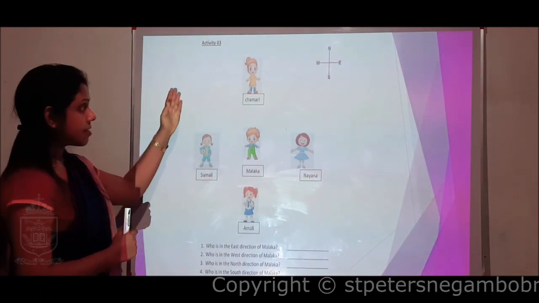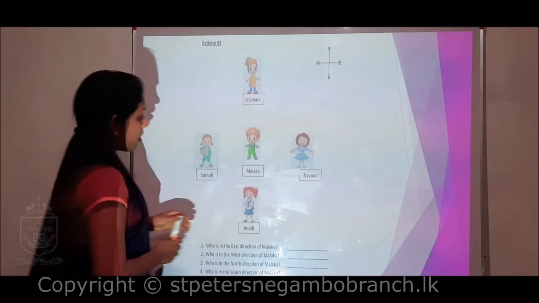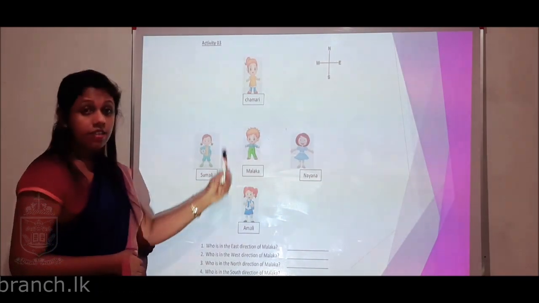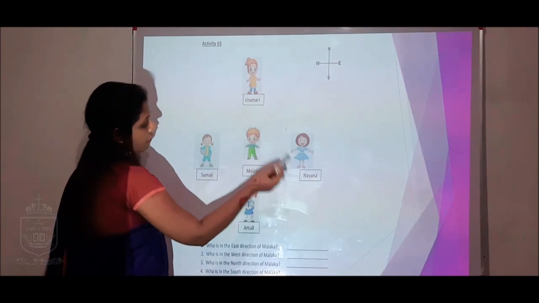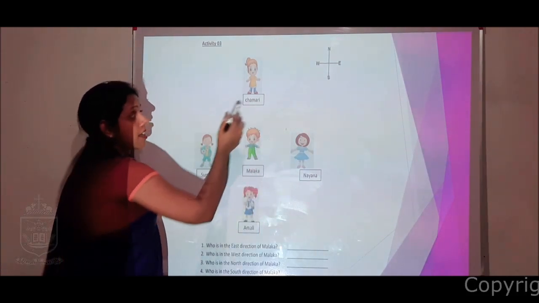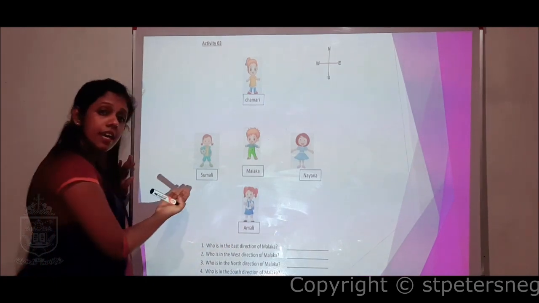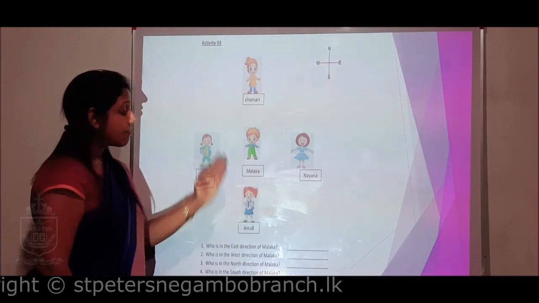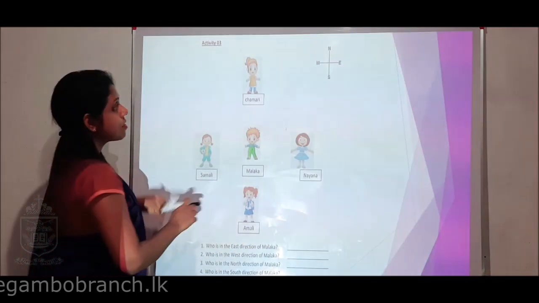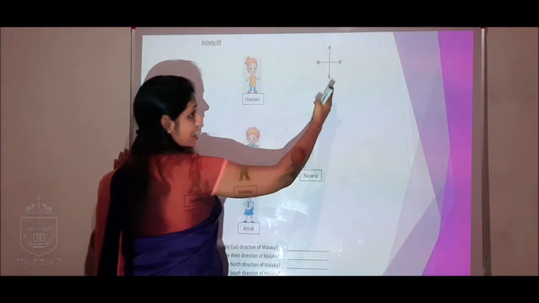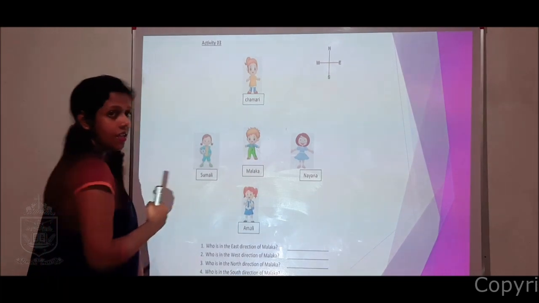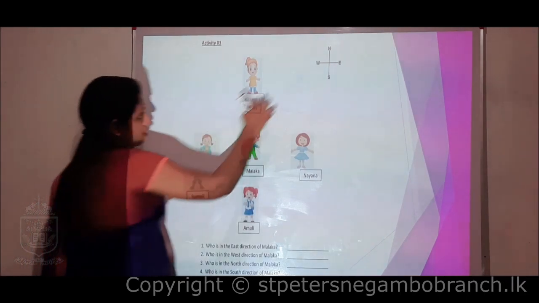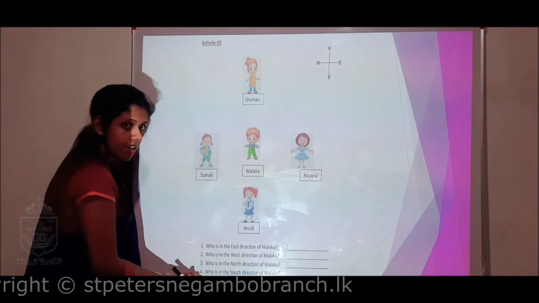Okay, this is activity 3. Now you can see there's a boy called Malaka standing here in the middle of the picture, and there are 4 people around him: Chamari, Nayana, Amali and Sumali. According to this picture, Malaka is facing towards Amali. So this is north side, east side, south side and west side. I have given the diagram here, the map here. Using this small map, you can write the answers here.